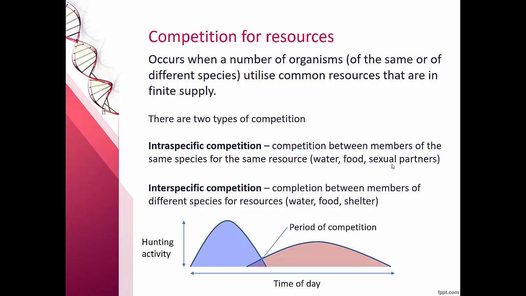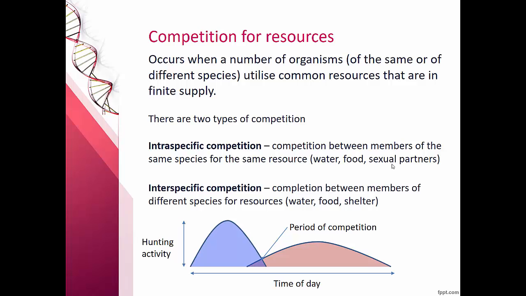So this is where members of the same species compete for the same resource. So that would be food, water, and sexual partners. This, I don't think, has the most significant impact of the two on evolution, because generally those animals will move away rather than compete and kill off both, and wear each other down. It's not good for either of their survival, so they'll generally spread.